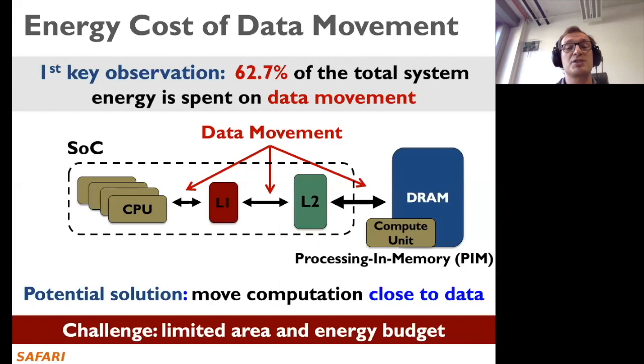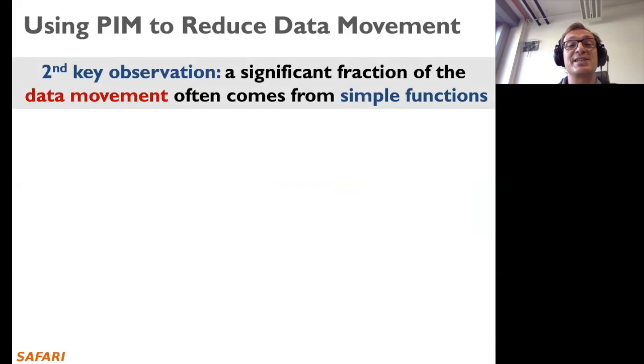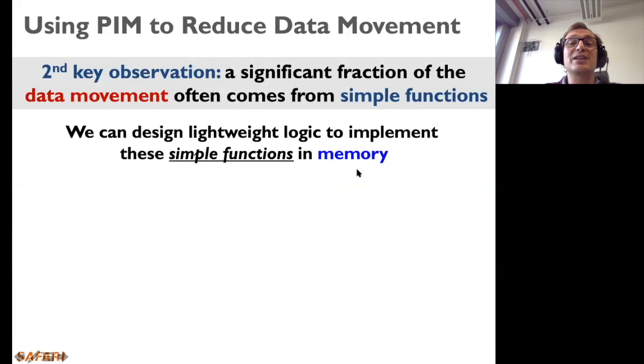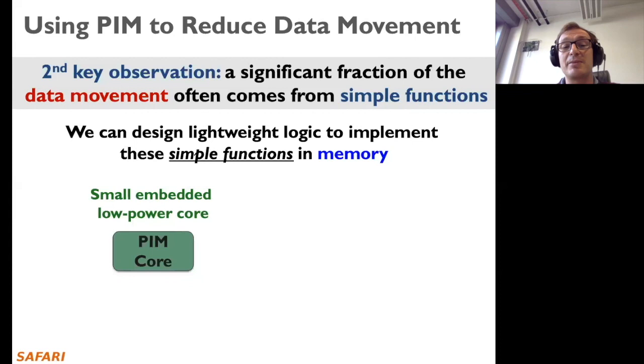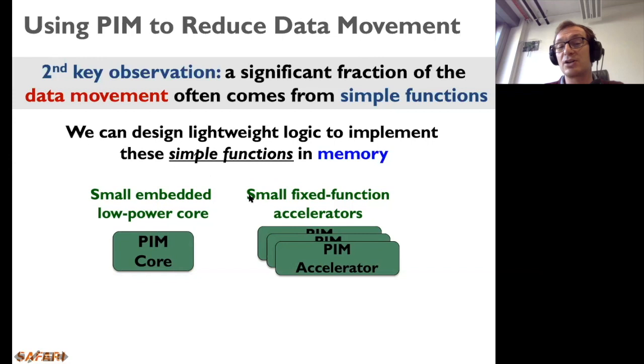Okay, so the second key observation in the paper is very interesting, I think. A significant fraction of the data movement often comes from simple functions in these workloads. And essentially, we can design lightweight logic to implement these simple functions in memory, meaning in the logic layer of 3D stacked memory. We can have small low power embedded cores like what we had for Tesseract, or we can have small fixed function accelerators that are customized for these simple functions. And we're going to look at some of those simple functions.